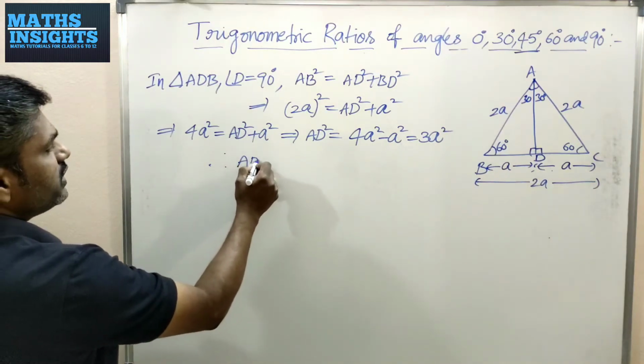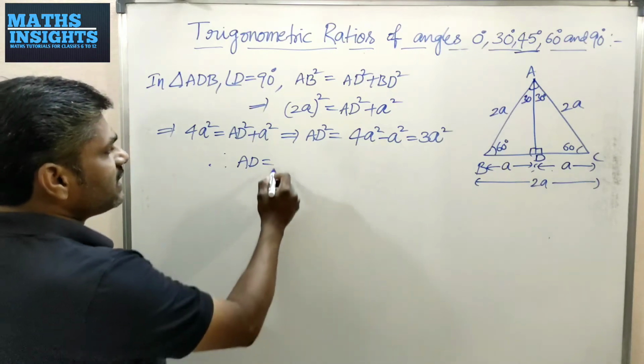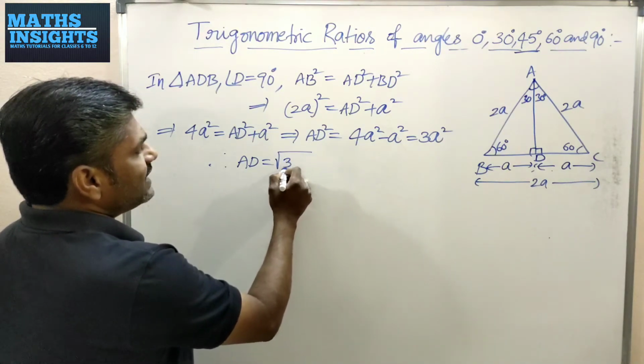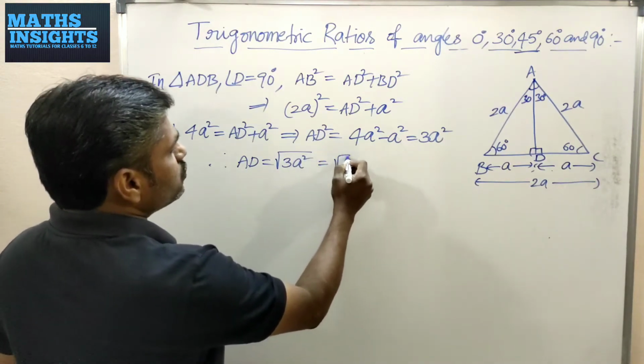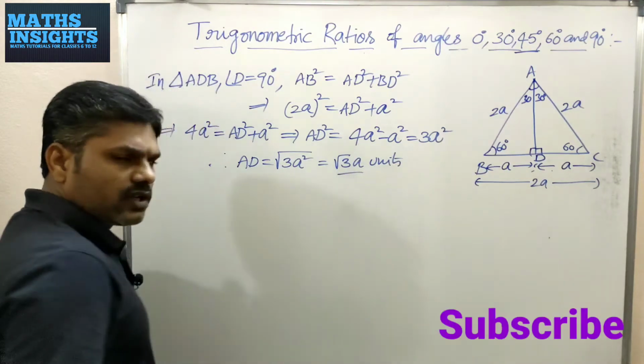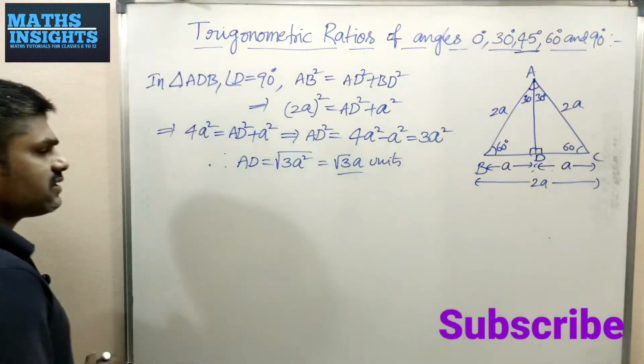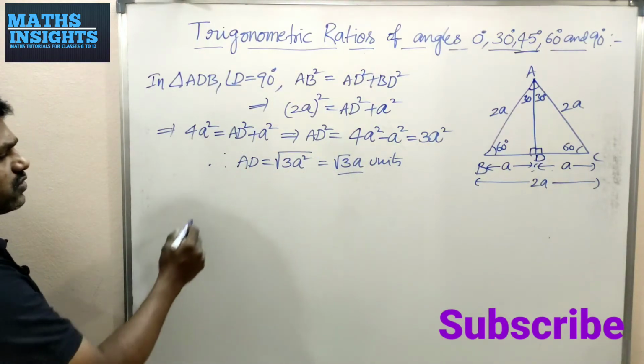Therefore, square rooting on both sides, you will get the value of AD as square root of 3a square, which is equal to root 3 into a units. So you can define 30 degrees and 60 degrees very easily for all trigonometric ratios.